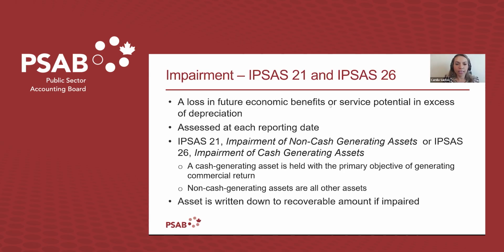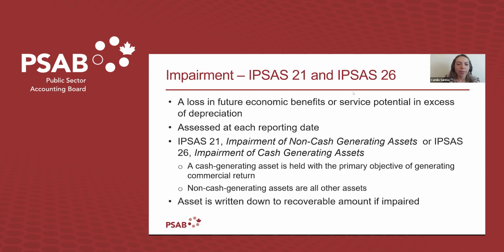Unlike profit-driven organizations, public sector entities hold assets primarily to deliver services. So impairment here reflects a decline in the asset's utility, its ability to provide future economic benefits or service potential to the entity. An asset is written down to the recoverable amount if impaired, and a loss is recognized in surplus or deficit in the period of the write-down. Camilla, if I may interrupt you for a second, I think it would be helpful if you explain what the recoverable amount is.